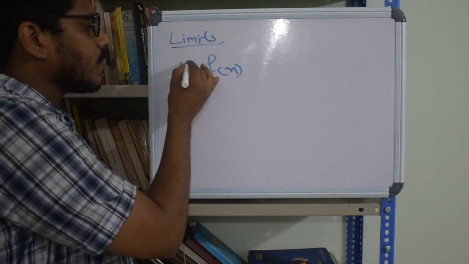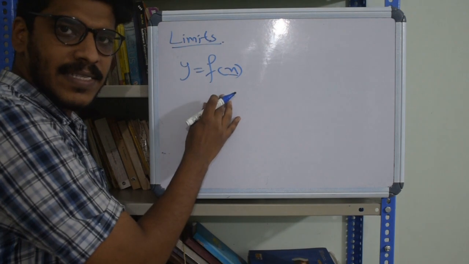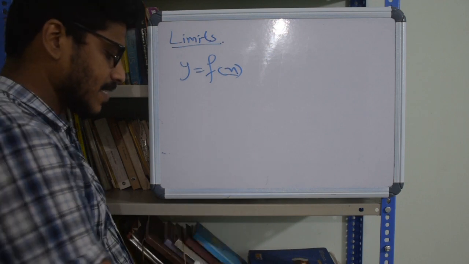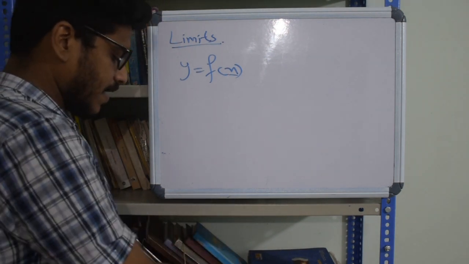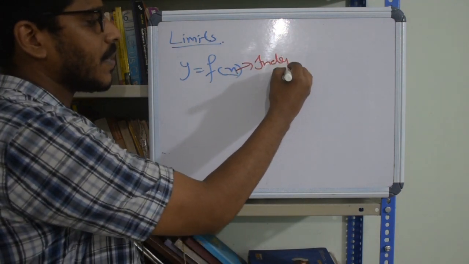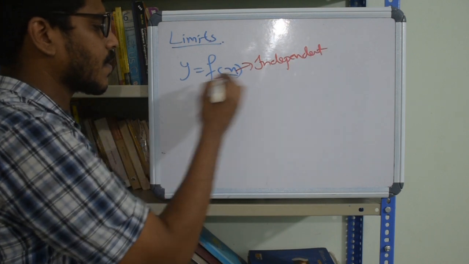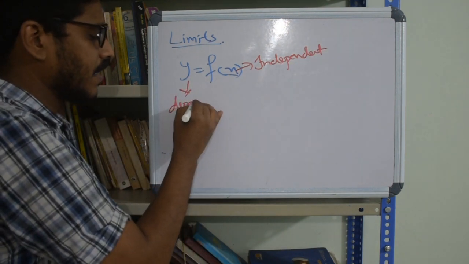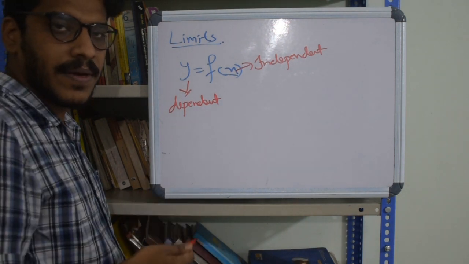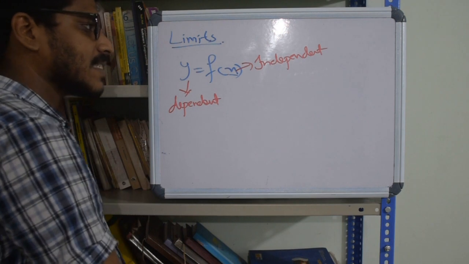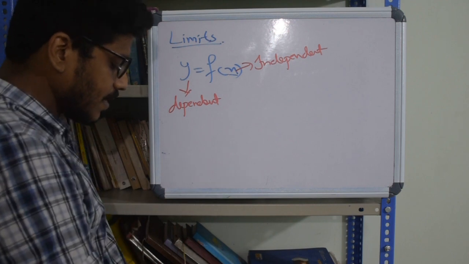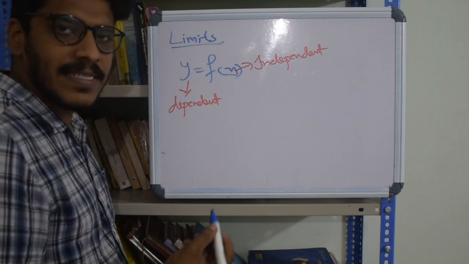Right. So as we make changes in x, the value of y or the value of f of x changes. For that reason, we call the variable x the independent variable and y the dependent variable, since y depends on x and x does not depend on anything here. Right. So as we make changes in the independent variable, the dependent variable changes. Then the next question arises.